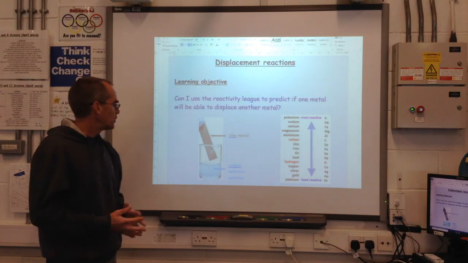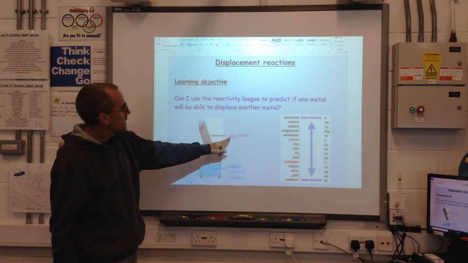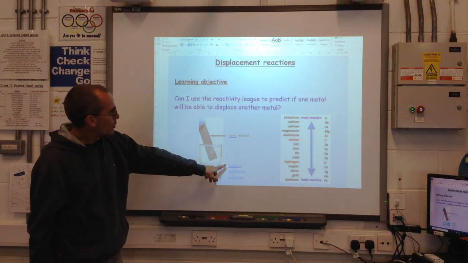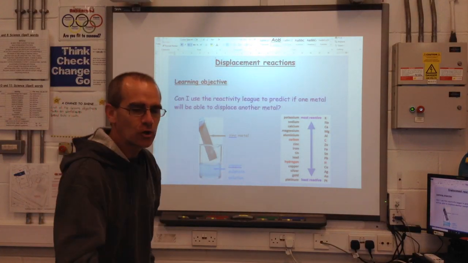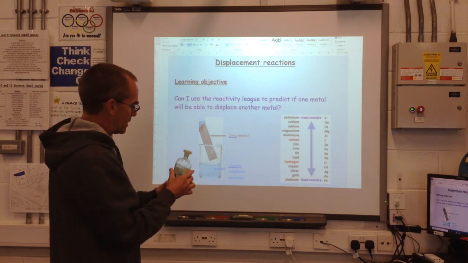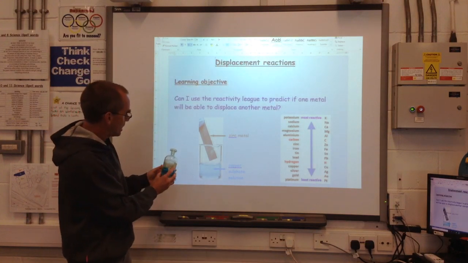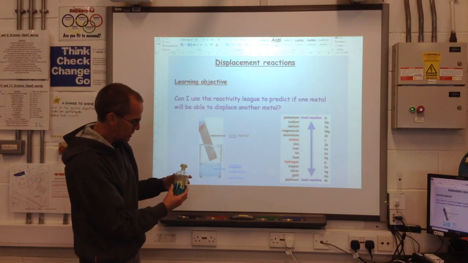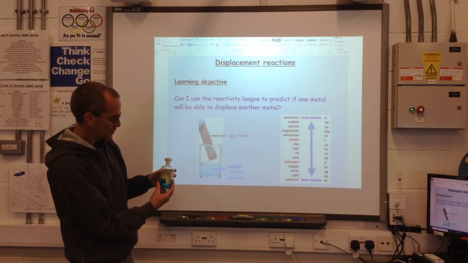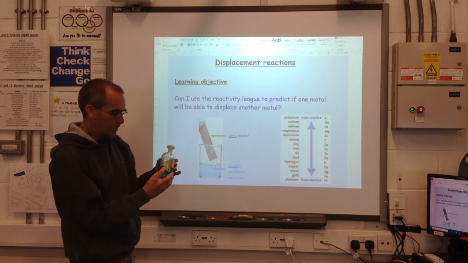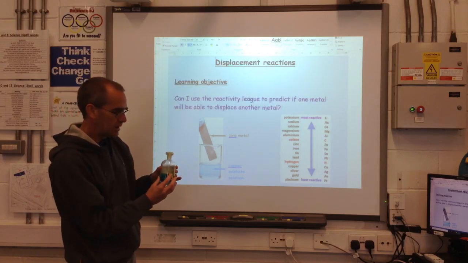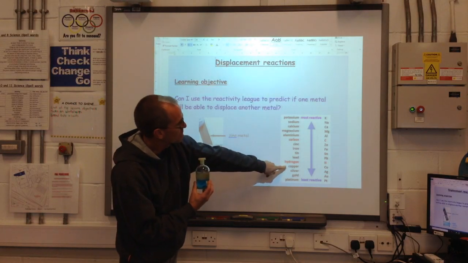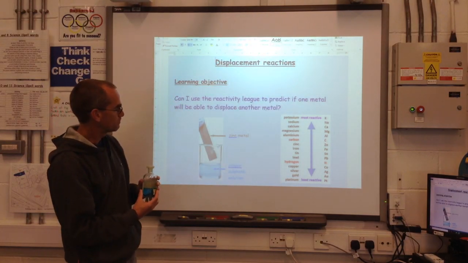So the reaction I'm going to show you today is one between zinc metal, now here's zinc, it's in the middle of the table, and copper sulfate solution. In copper sulfate solution you've got three elements: copper, sulfur, and the ate represents oxygen. But within here there is a metal, and the metal is copper. Remember, copper is down here towards the bottom of the reactivity league.